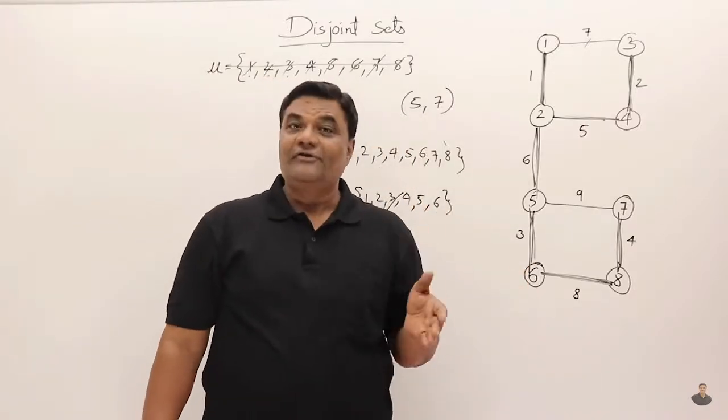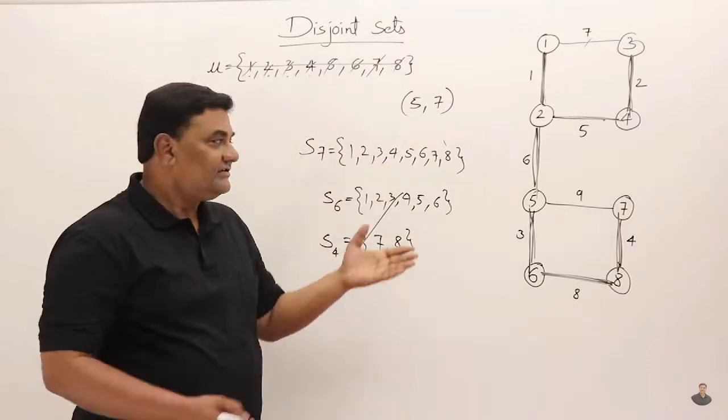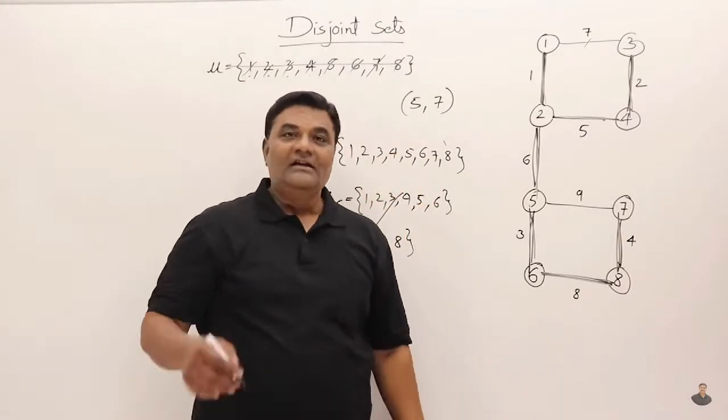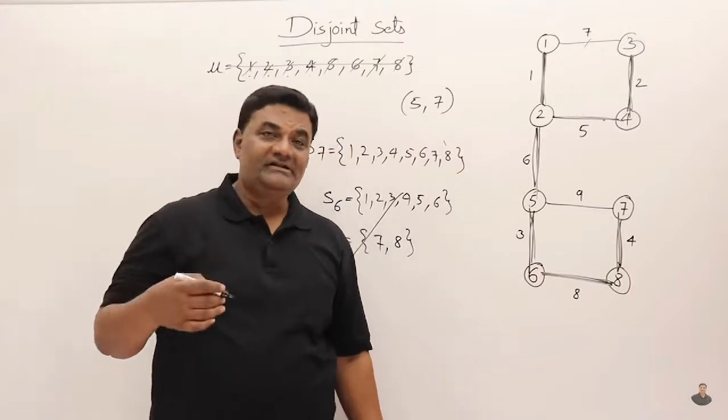Now shall we select it or not? Is it forming a cycle or not? How can we know? By checking into the sets. So this was the working of Kruskal's algorithm. Now how it is done graphically and how it is represented using an array, that we have to see.